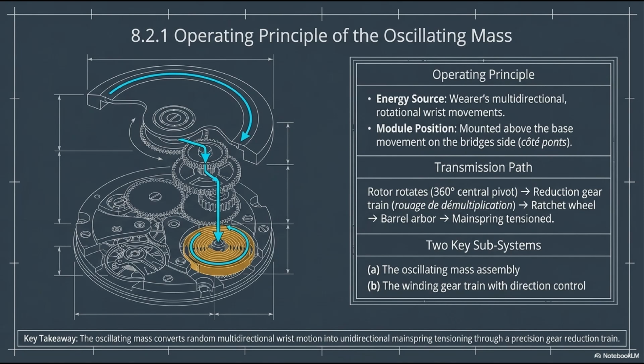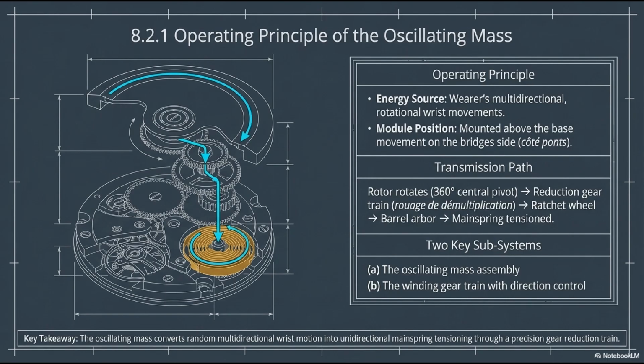Now that we understand the history, let's dive into the core engineering. How does the oscillating mass actually operate? Let's look at the operating principle of the modern rotor. The energy source is, of course, the wearer's multidirectional, highly erratic rotational wrist movements. The automatic module itself is typically mounted directly above the base movement, on what we call the bridge's side, or côté pons. Follow the transmission path indicated by the arrows in the diagram.